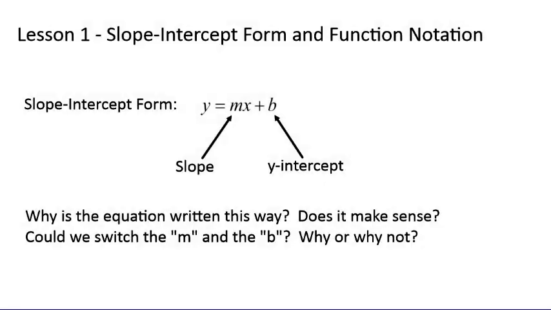Now some questions for you to consider, and we're not going to answer these in the video, but we are going to talk about them a bit in class. Why is the equation written this way? The order of this equation. Why does m have to be with the x as the multiplier, and why does b have to be by itself? Why couldn't slope-intercept form be the y-intercept times x plus the slope? Why does it work this way and not some other way?